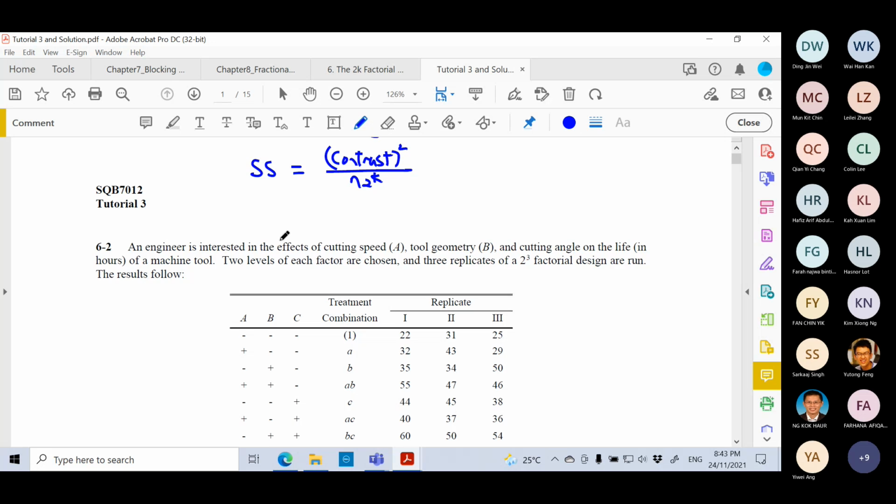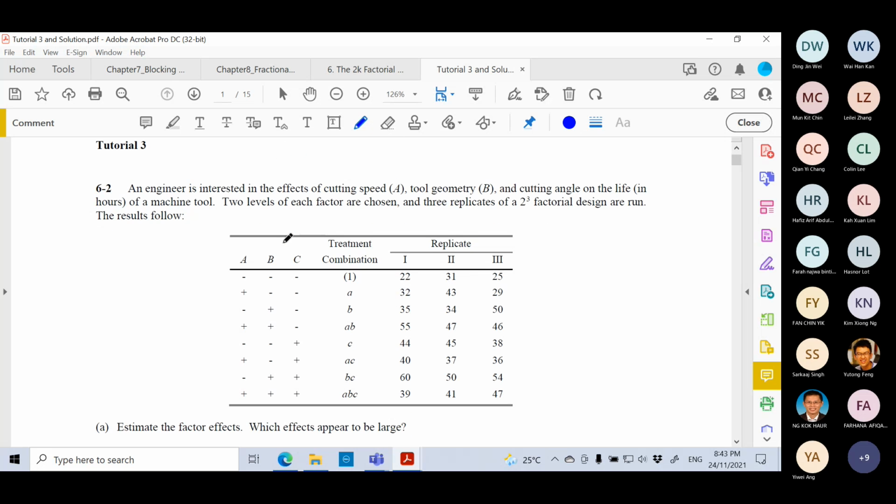Okay. So hopefully we have gone through the 3 chapters. When you look at what is meant by 1 here, you understand that the 1 here stands for all at the low level. If you put the A here, it means that only the A is at the high level, the rest at the low level.